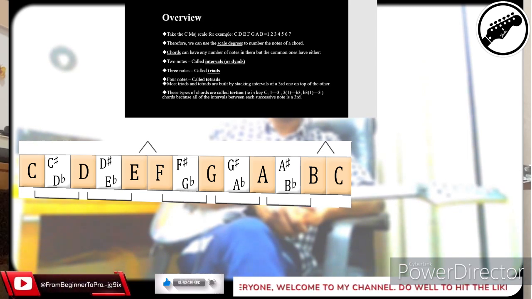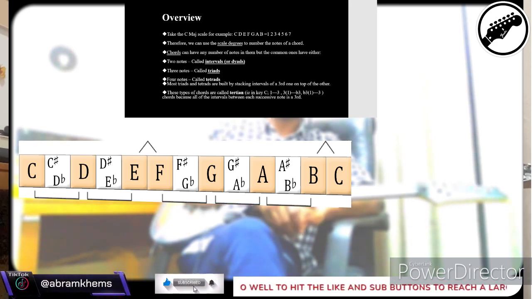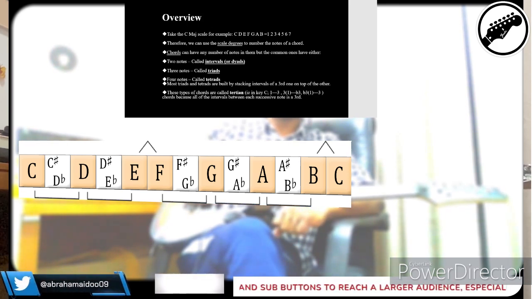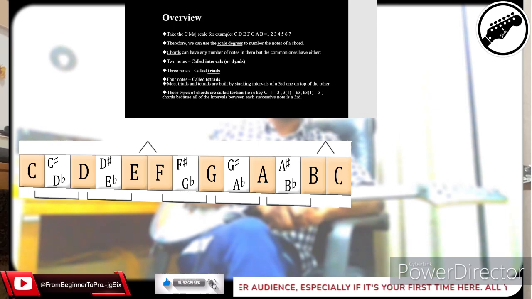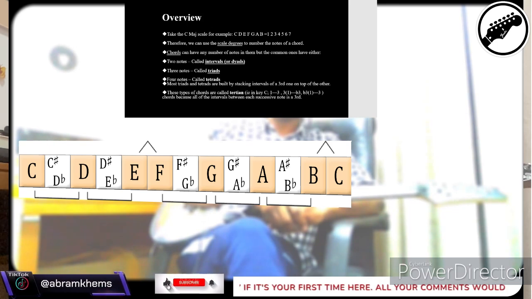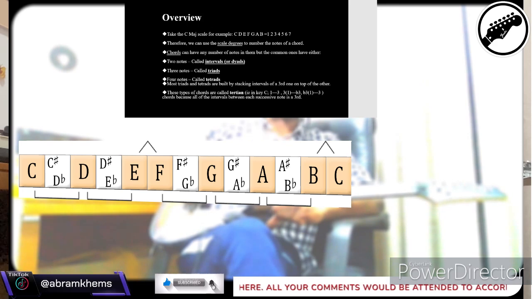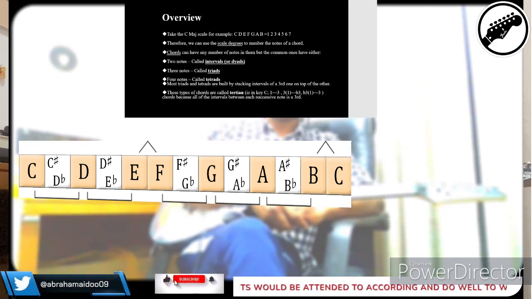It's a tetrad. Most of the triads and the tetrads are built by stacking intervals of a third on top of the other. I will explain that in a more practical sense, and you will get to understand what I mean by stacking intervals of a third on top of the other. I will explain in more detail when I get to the board, but for now I just want to give you the overview and a little background about the study.